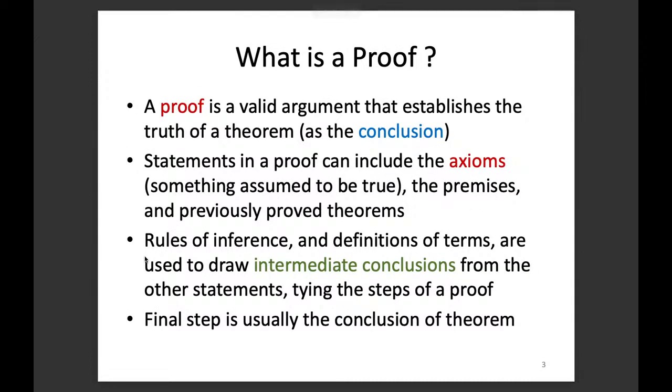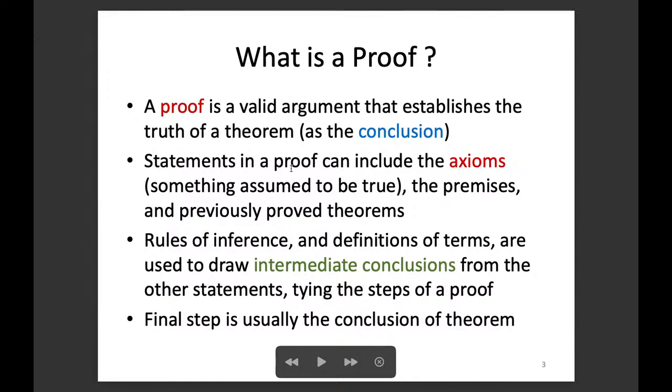So here, okay, let's see. A proof is a valid argument that establishes the truth of a theorem. A theorem is something that we find very important, and it is something that we do not know whether it is true unless we have shown that it is true. So usually a proof is to show some important thing to be correct, as the conclusion of a valid argument.